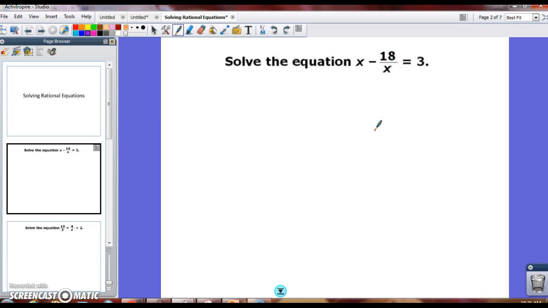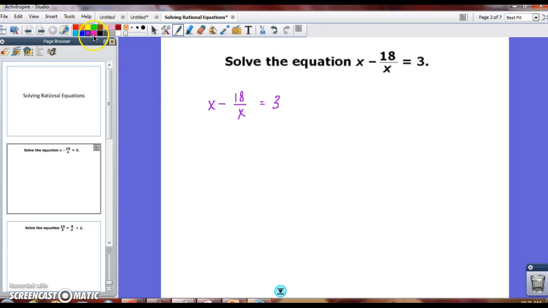Okay, so what we're always going to do when we are solving an equation like this is look at the denominator and figure out what the least common multiple would be of all of our denominators. And then we're going to multiply by that to get rid of all of our denominators. Let me show you what I mean.